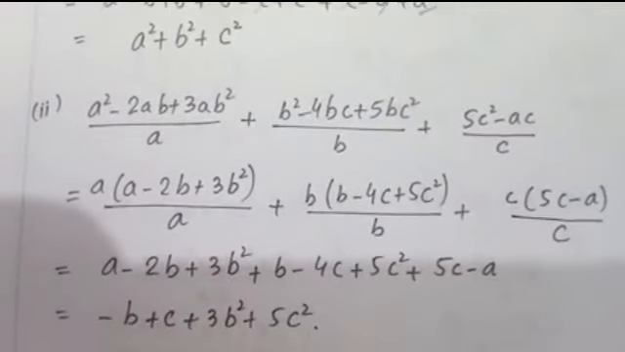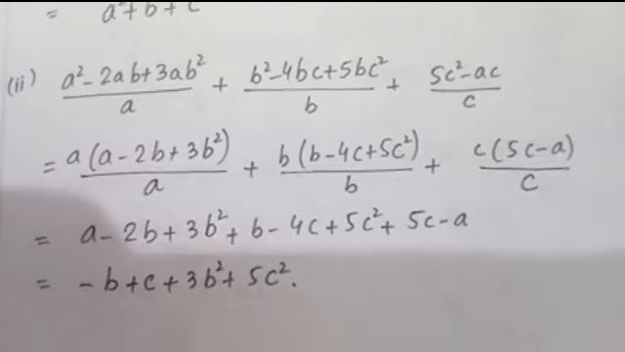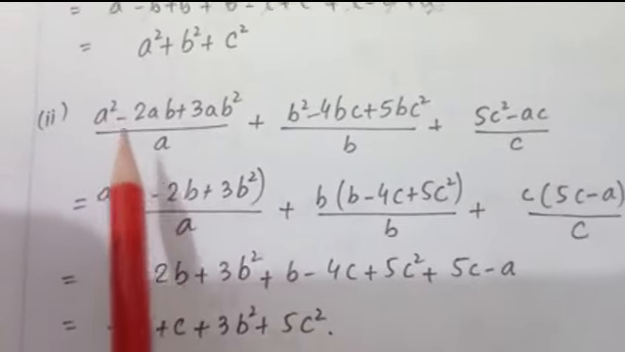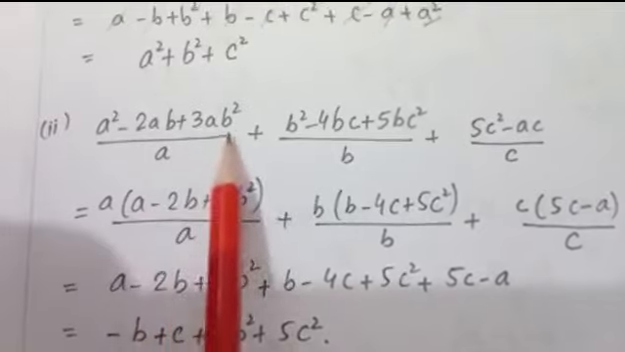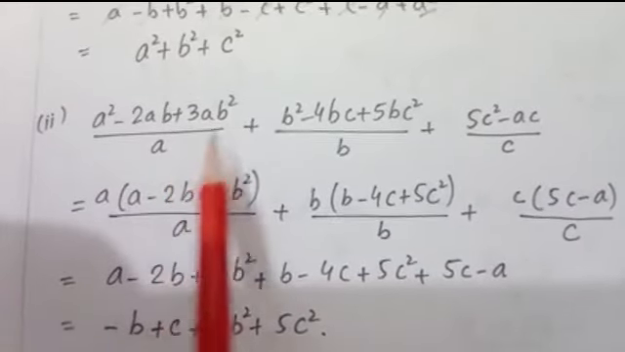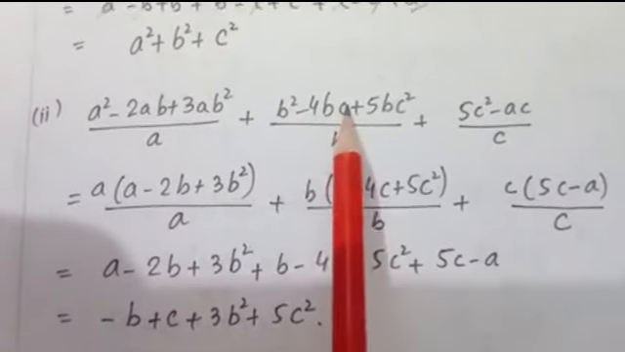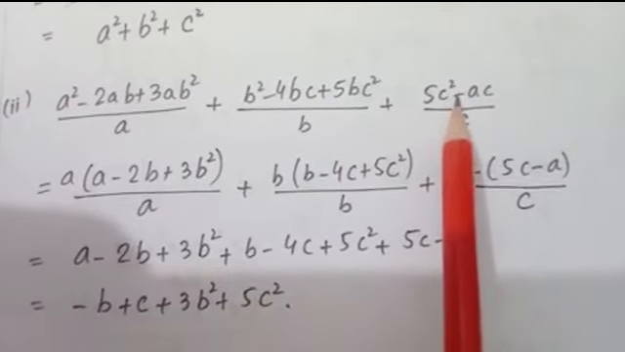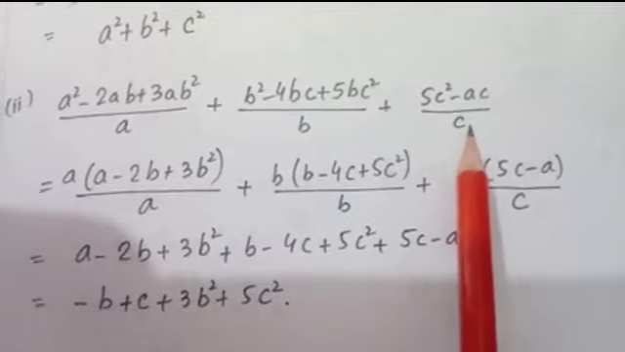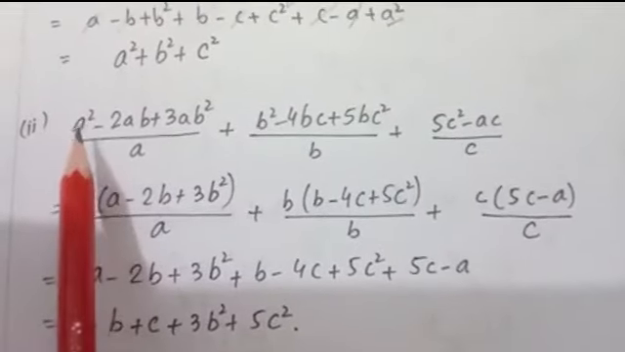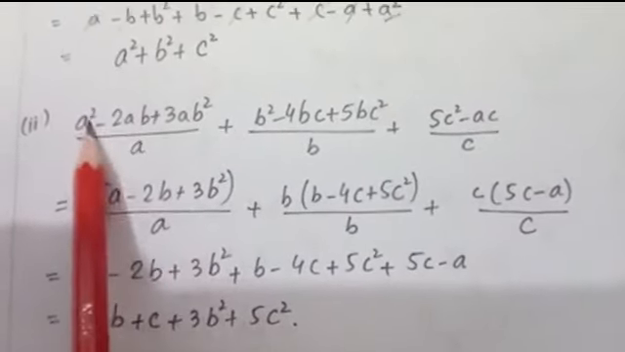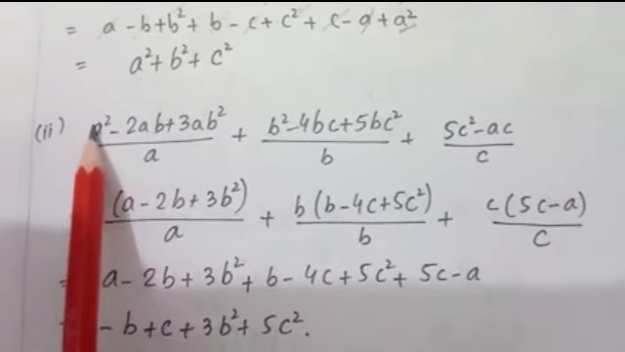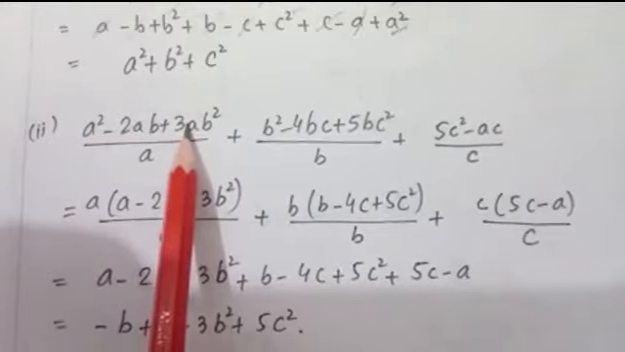Now see last part of this question and last question of this exercise. (a^2 minus 2ab plus 3ab^2) divided by a, plus (b^2 minus 4bc plus 5bc^2) divided by b, plus (5c^2 minus ac) divided by c. Now take common factor of this. a^2 minus 2ab and 3ab^2. a is common. a is also in this expression, and in this expression.